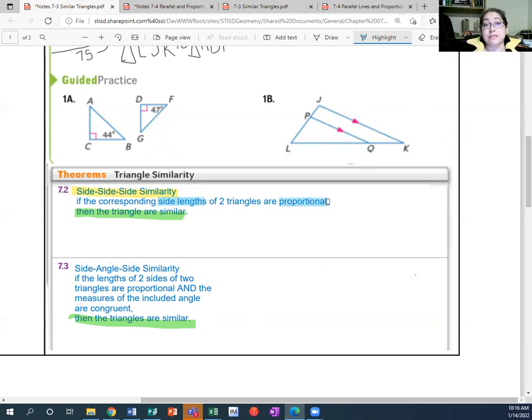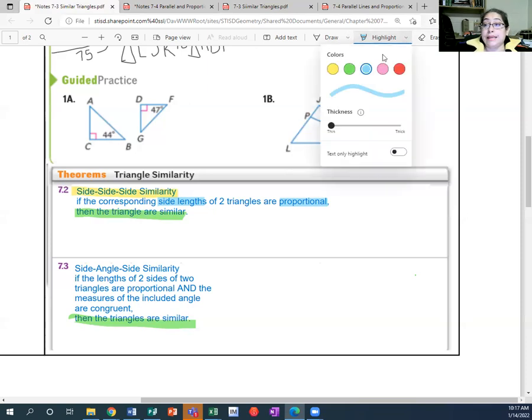So I'm going to take the lengths of the sides, I'm going to turn them into fractions, and I want the fractions to be equal. If I can make that happen, then I can say that they're proportional, and I can use the side, side, side similarity to show that the triangles are proportional, or they're similar.